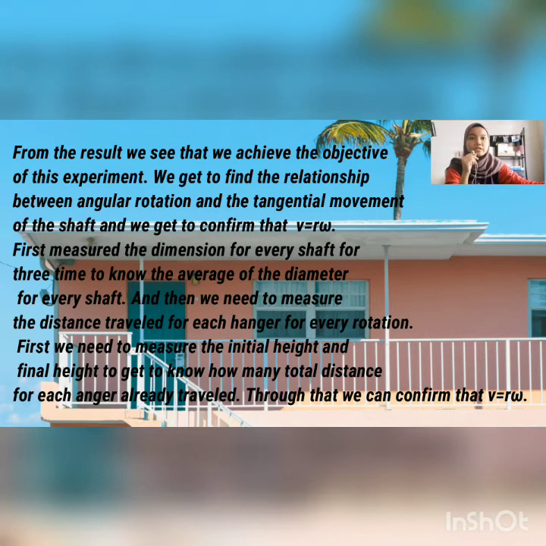First, measure the dimension for every shaft 3 times to know the average diameter for every shaft, and then we need to measure the distance traveled for each hanger for every rotation. First, we need to measure the initial height and final height to know how much total distance each hanger has traveled. Through that, we can confirm that V equals R omega.